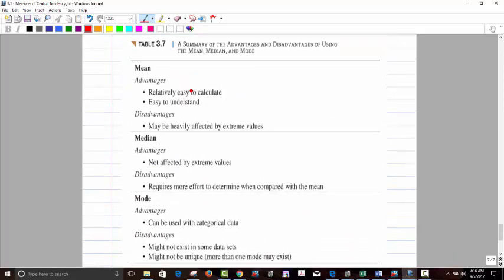All right, here's something I snipped out of the book that you can read if you'd like. It gives you some advantages and disadvantages of mean, median, and mode. I'm not going to read all these out. I'll let you read these yourself. And that's going to conclude this video.